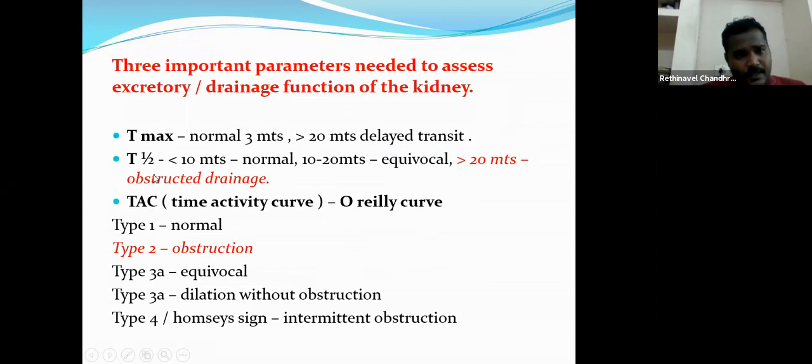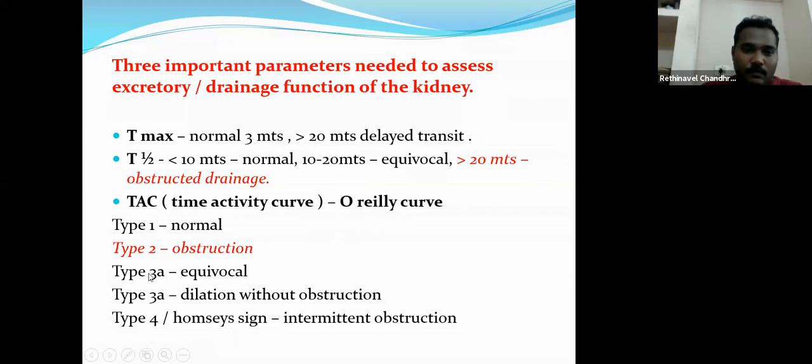T half means the time taken for 50% of the tracer to be removed. Normal is less than 10 minutes. Anything more than 20 minutes is suggestive of PUJO, a significant obstruction; more than 20 minutes is an obstructed system. What is the time activity curve? One curve will be seen, plotted in the renal scan. The curve is called the urinary curve.